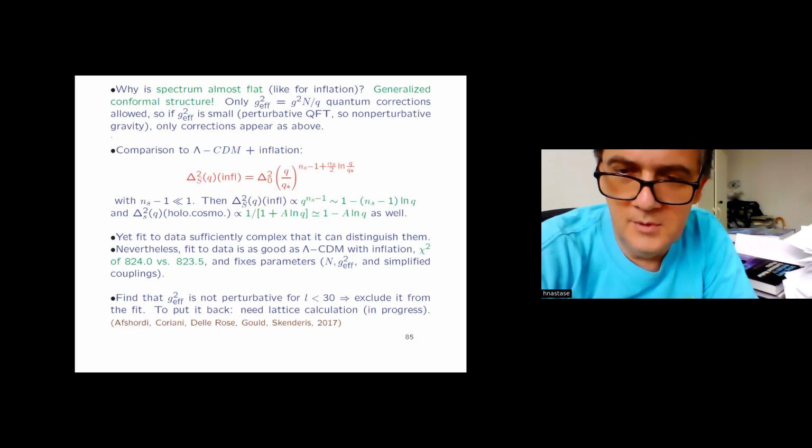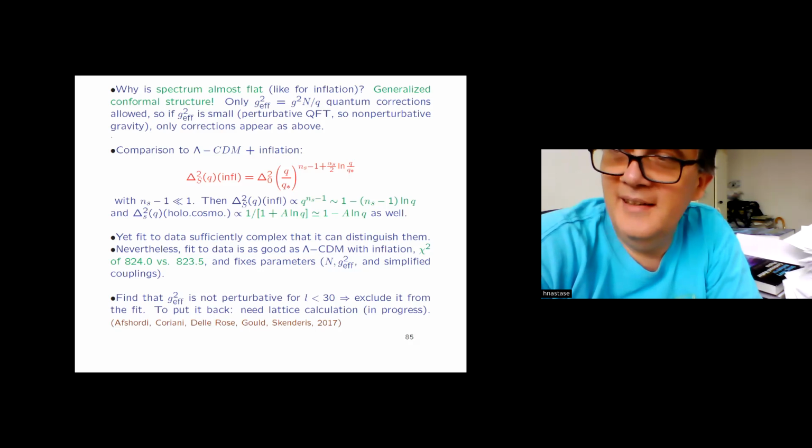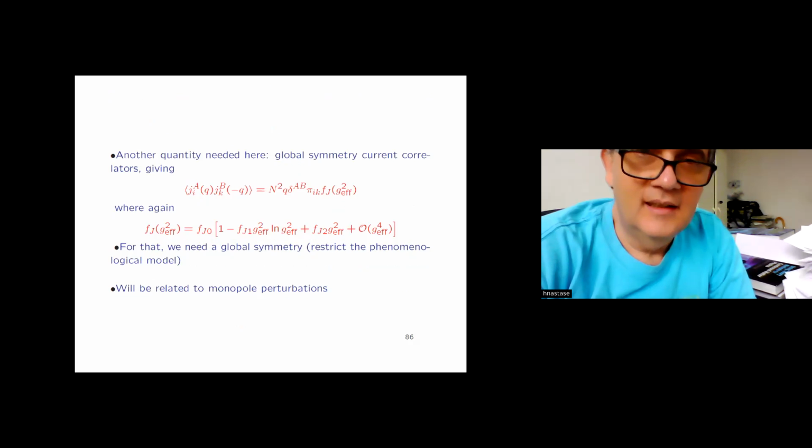This is lattice work in progress, and hopefully this should be done very soon. I don't know really, but in 2 or 3 years maybe we should be able to distinguish which of the two fits is better. Is it holographic cosmology or inflation? Okay.